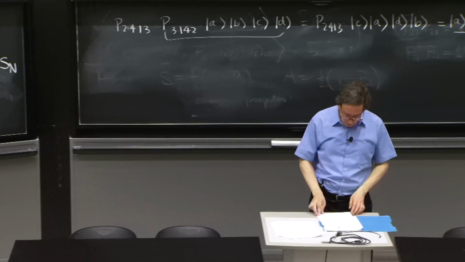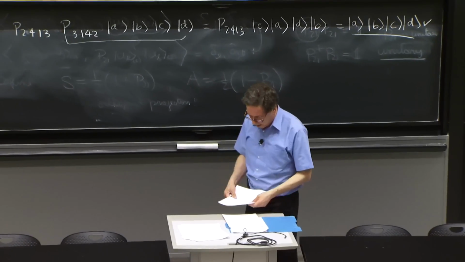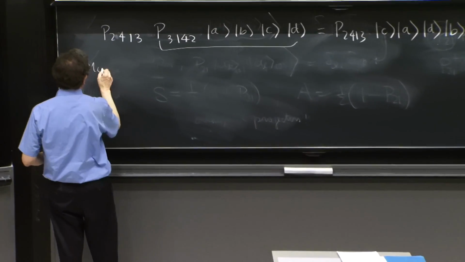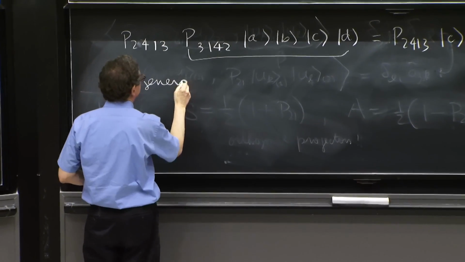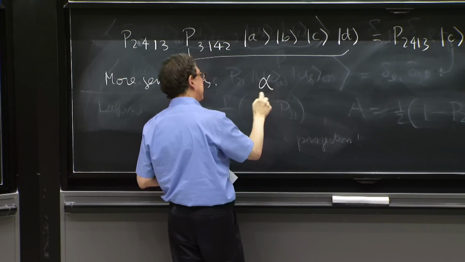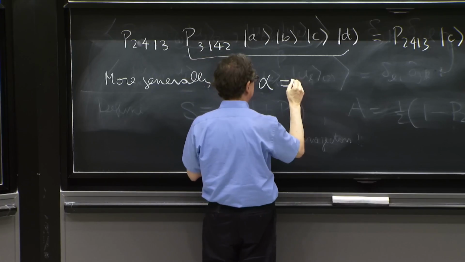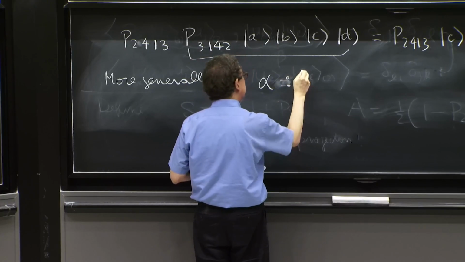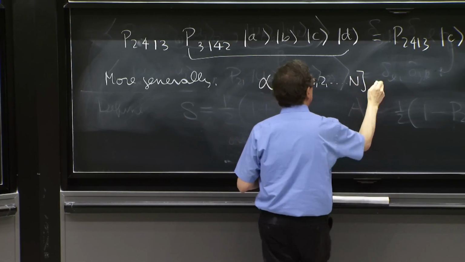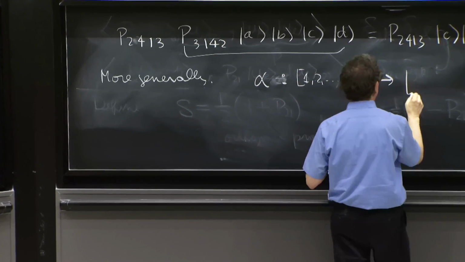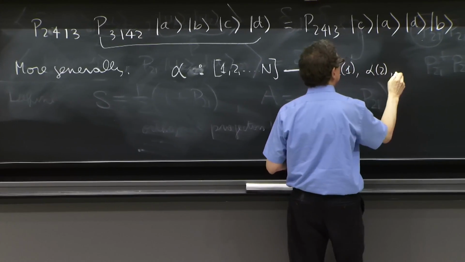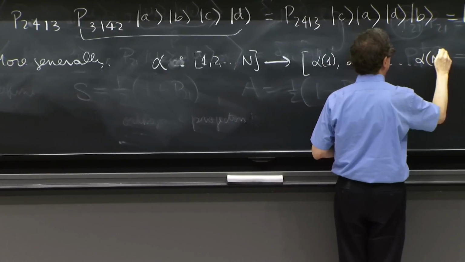More generally, we write the permutation as follows. Suppose you have, more generally, a permutation written with some collective index alpha, that says how the integers 1 up to n are rearranged into alpha of 1, alpha of 2, up to alpha of n.